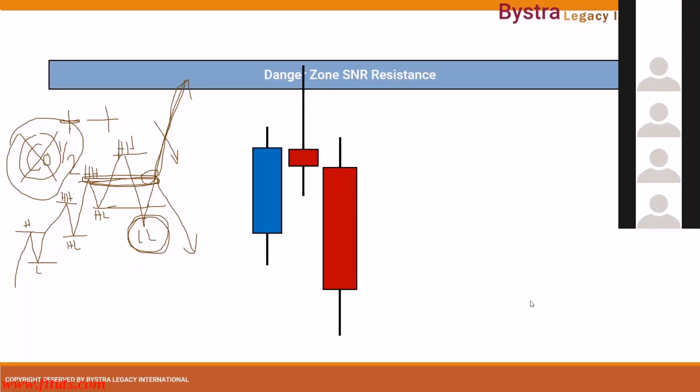Any more guesses? No stress. Okay. So the answer is it must touch the danger zone SNR first. Yes, it always must touch the danger zone SNR first. So if a price, let's say we mark this zone as our danger zone SNR, and then price didn't touch this danger zone, and it does, for example, I'm going to make here a bearish engulfing. Okay, so this is a bull candle, BU. So this is a bear candle, BE.